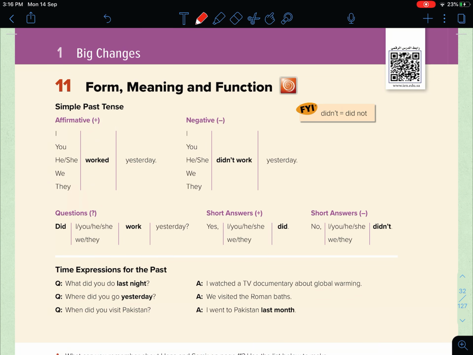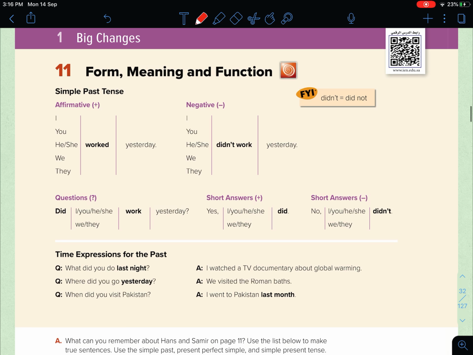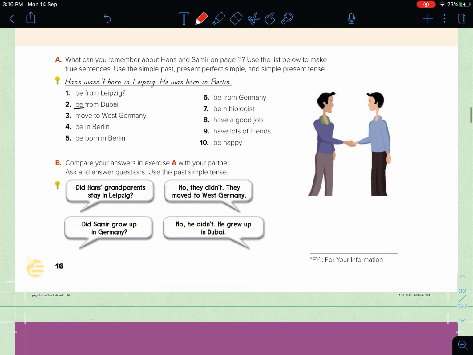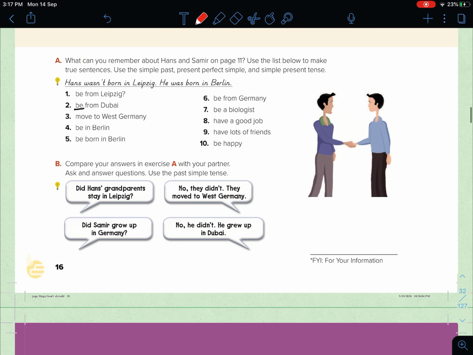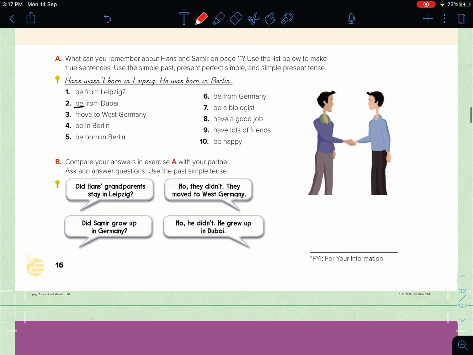So right now we have covered the simple past tense, and we talked also about the past progressive, and we talked about the past progressive plus one plus the past simple. Right now we are gonna do a couple of exercises. بعض التمارين. It's very easy. Let's take a look at the first exercise, which is exercise A.